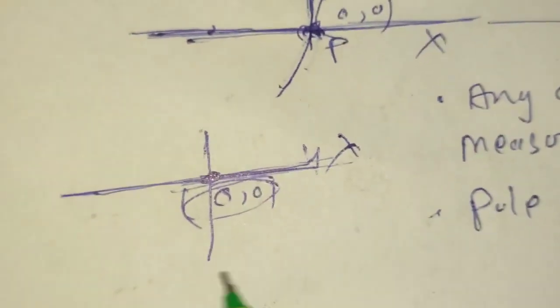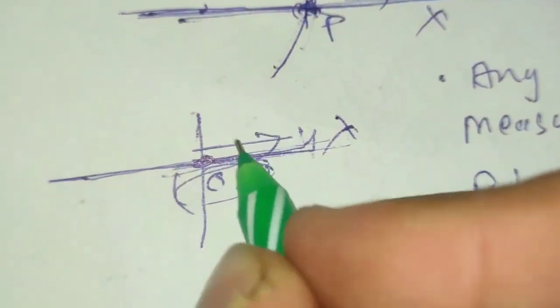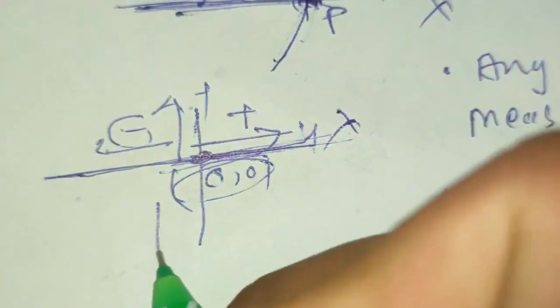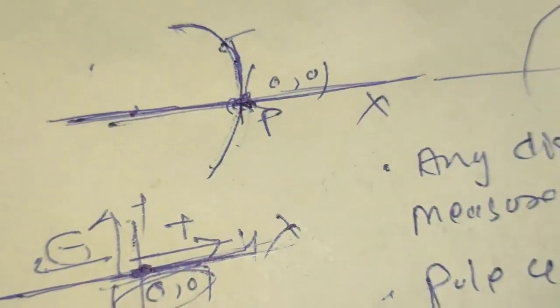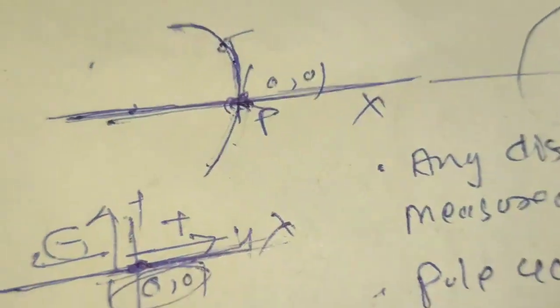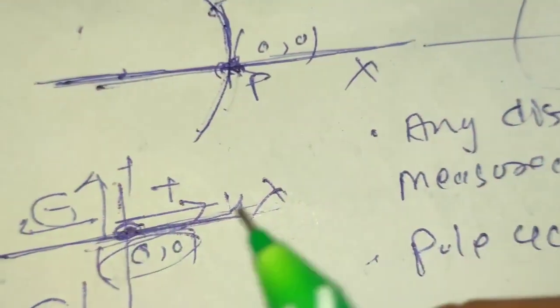Second thing, the right direction of the origin is positive and the left side becomes negative. Similarly, upside is positive and downside becomes negative. So this is the second thing, the right side. Before that, let's talk about where the object is put.